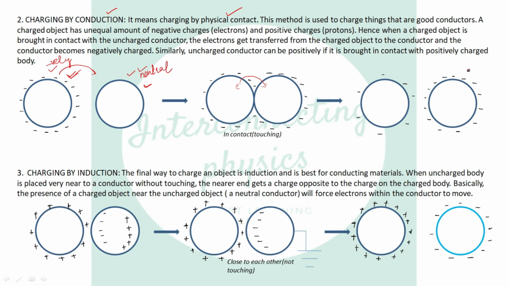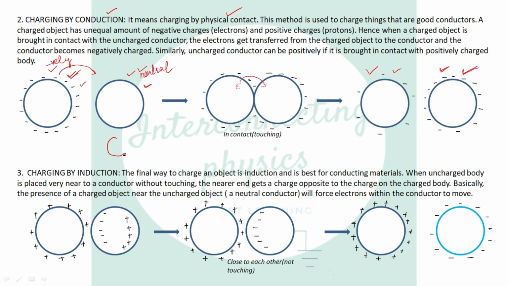We see the uncharged body has gained negative electrons, and the charged body, which already had a lot of electrons, now has fewer electrons because the electrons have moved to the uncharged body, and the uncharged body now becomes negatively charged. Here, two bodies are, number one, touched together, and number two, the same type of charges has been developed.